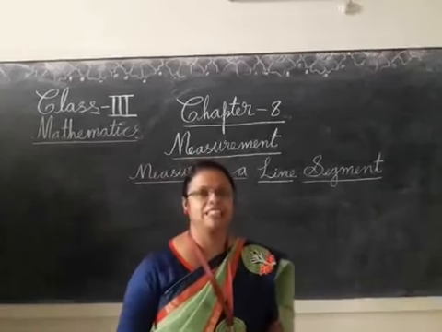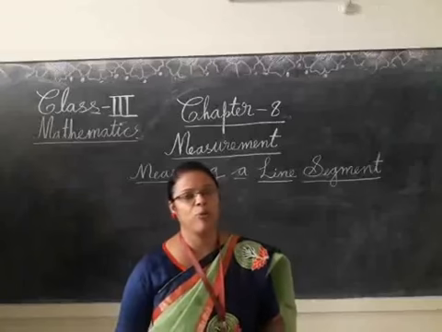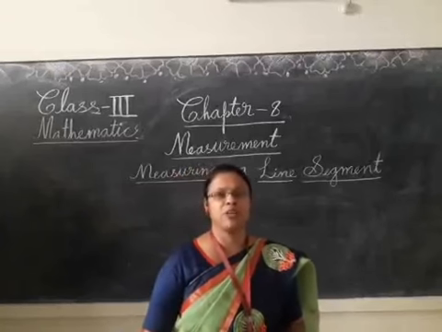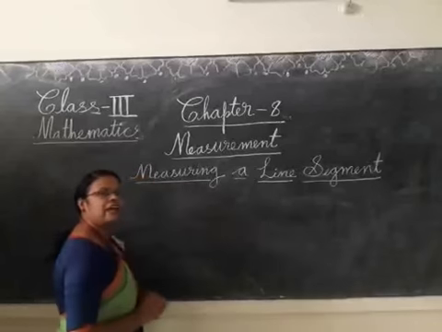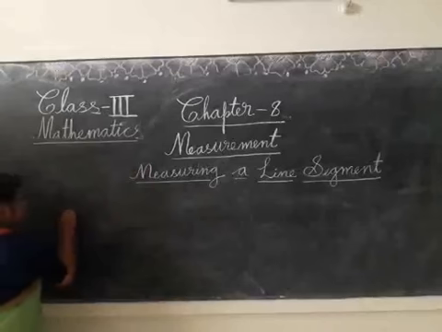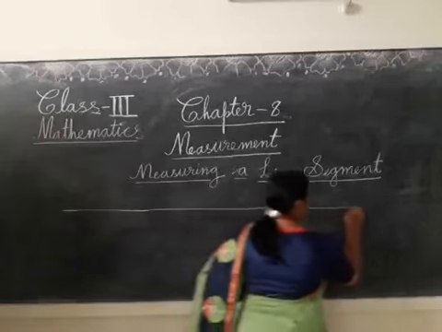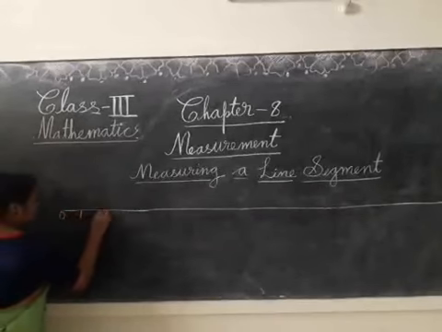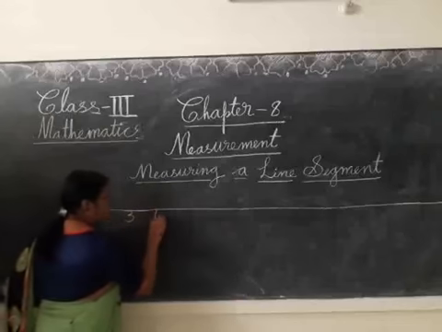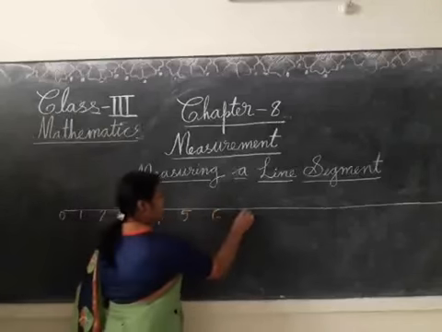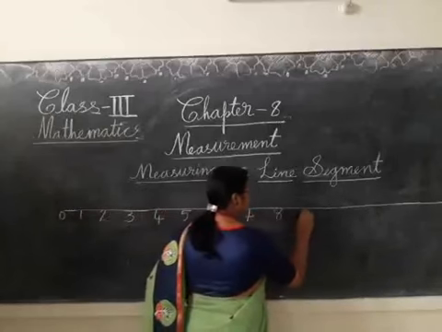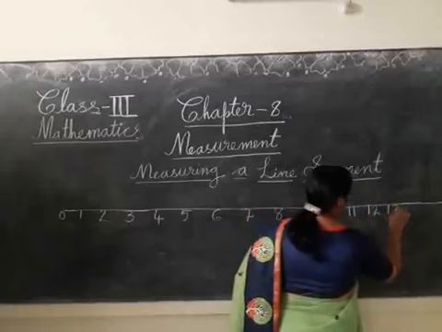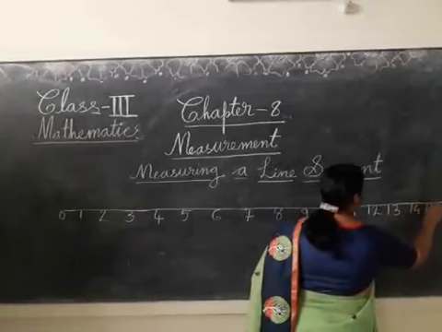Okay, when we measure a line segment, we have to use a scale. I hope all of you have got a scale, and if you take and see, you can see there are numbers from 0 to 15. Normally a class 3 child has got a scale with the numbers 0 to 15. 0, 1, 2, 3, 4, 5, 6, 7, 8, 9, 10, 11, 12, 13, 14 and 15. Like that you can see.